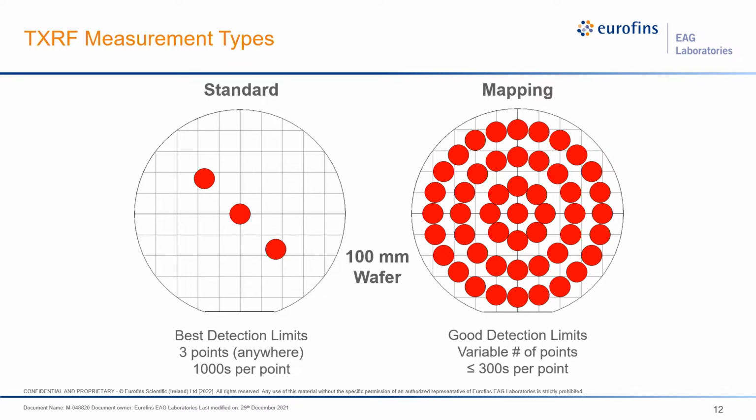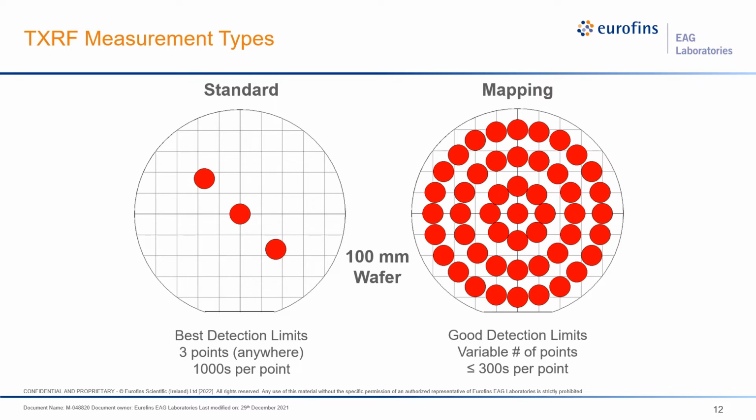And then we have our mapping, which here is shown as a 49 point map on the 100 millimeter wafer. And I would say we still have good detection limits. There's a step down of a factor of like 2 to 3 between a standard and a mapping measurement. And so with mapping, we can do a variable number of points. We can look at any points on the wafer owing to the restrictions I discussed earlier. And typically we're collecting data for 300 seconds or less per point.